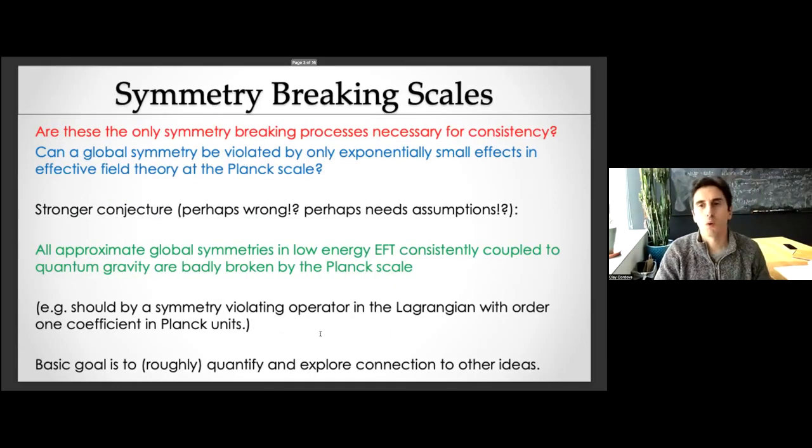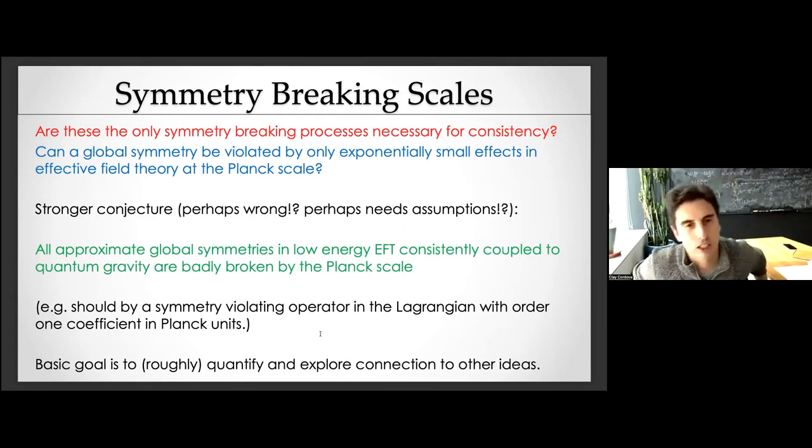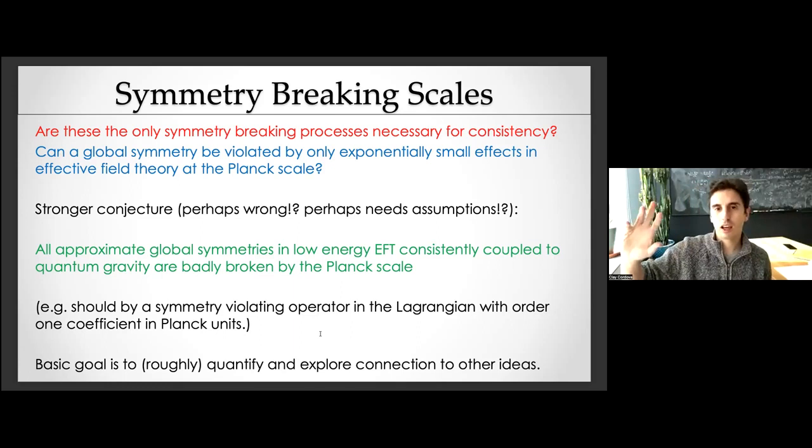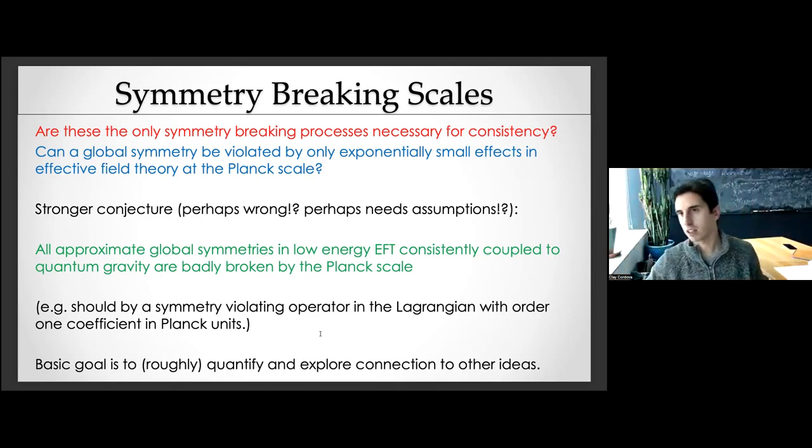And so one question, a kind of provocative question I'd like to begin this discussion with, is: are these the only symmetry breaking processes necessary for consistency? So, slightly more quantitatively, can a global symmetry be violated only by exponentially small effects in effective field theory at the Planck scale? Is that a consistent theory coupled to quantum gravity? Or do we need stronger symmetry violation?